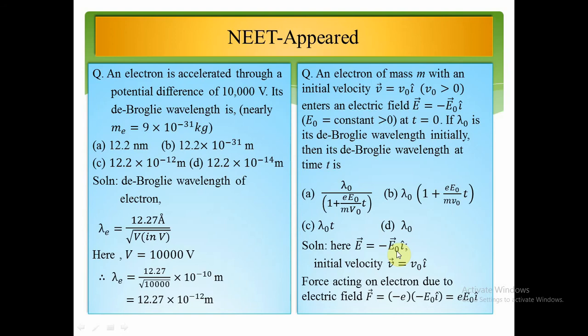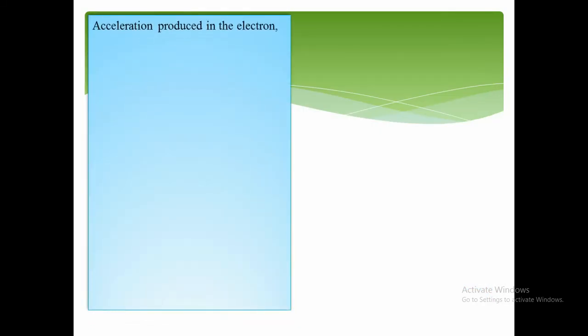First we have to calculate the force acting on the electron due to the electric field, and that is given by F is equal to Q into E, where Q is the charge of an electron, that is minus e, and the electric field is given as minus E naught. After the simplification we get e E naught into i cap. Next, the acceleration produced in the electron can be calculated by using Newton's second law, a is equal to F divided by m.